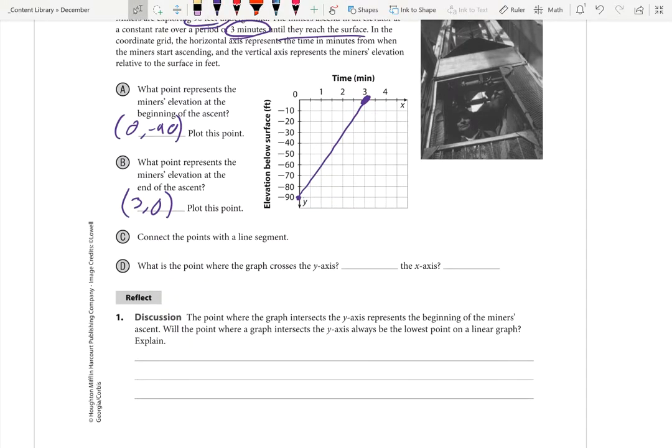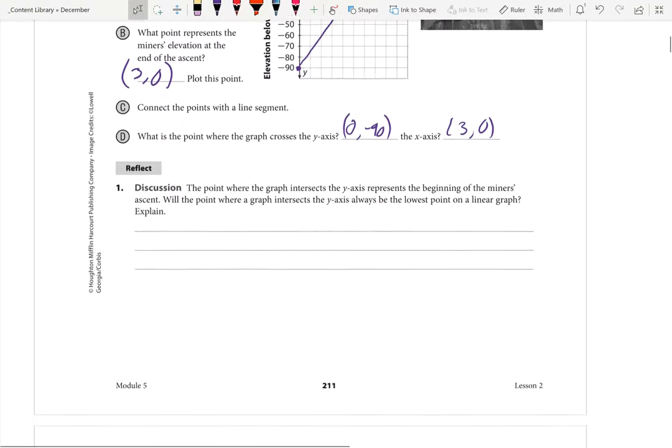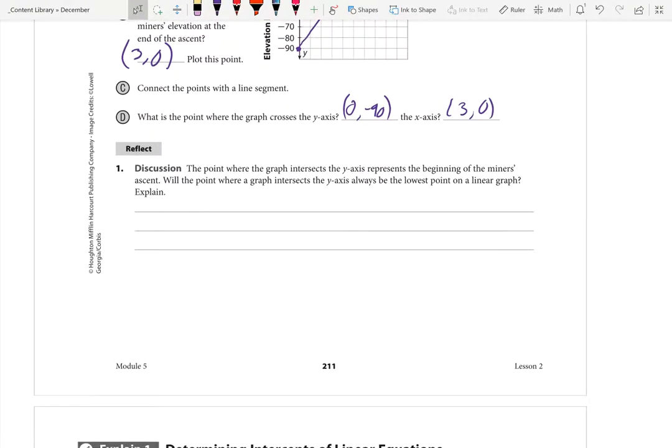What is the point where the graph crosses the y-axis and the x-axis? So for the y-axis, the point, of course, was the y-intercept, which was 0, negative 90. And for the x-axis, it was 3, 0. So the point where the graph intersects the y-axis represents the beginning of the miner's ascent. Will the point where the graph intersects the y-axis always be the lowest point on a linear graph? Explain.